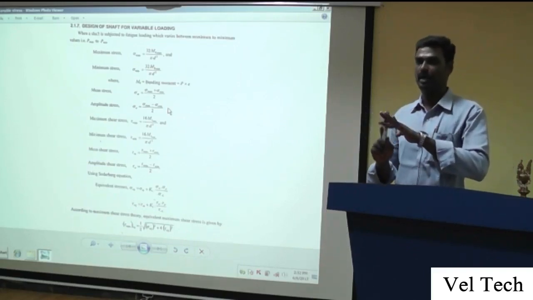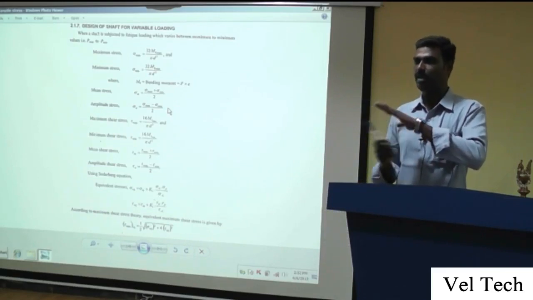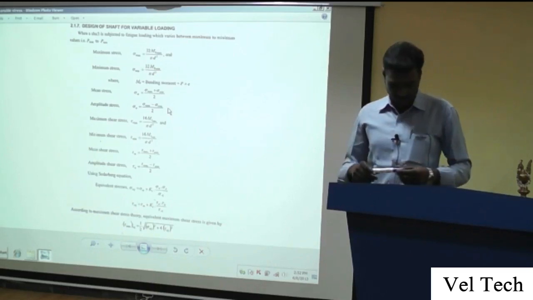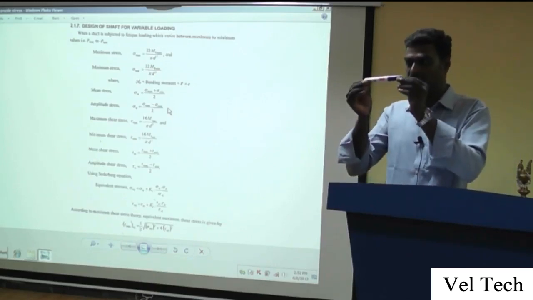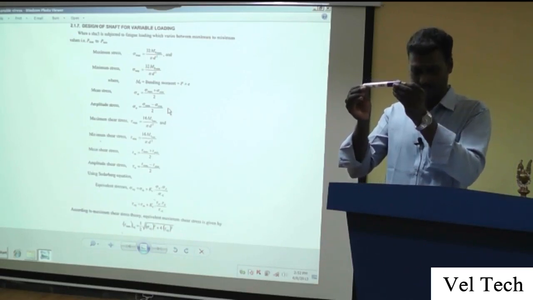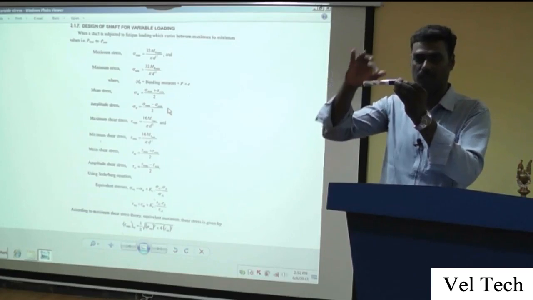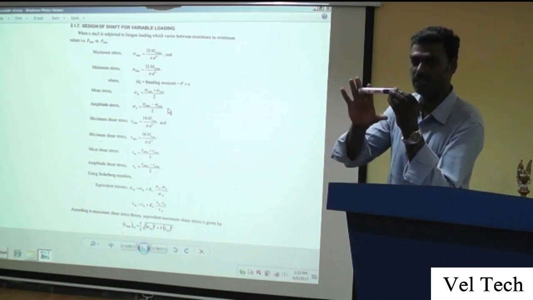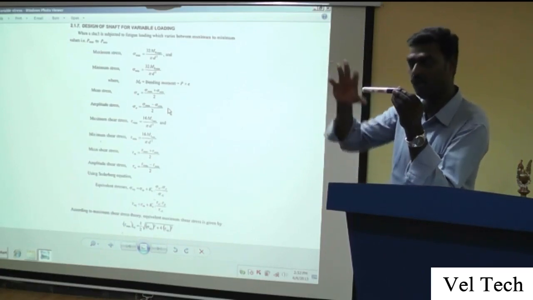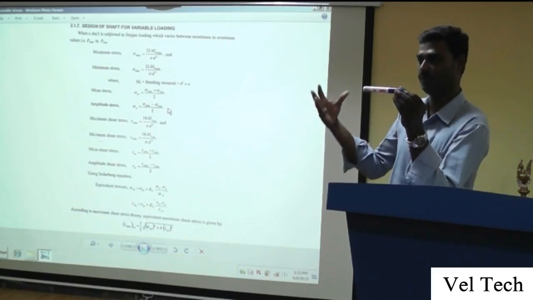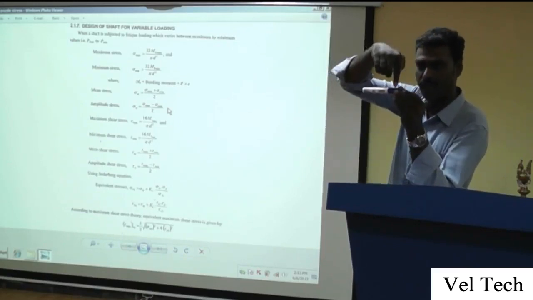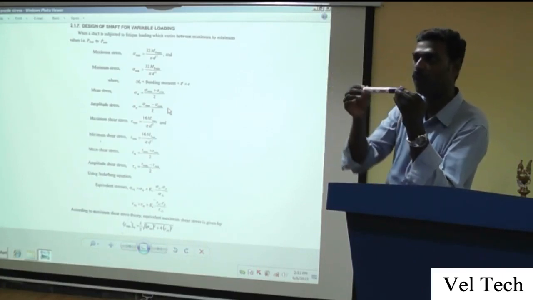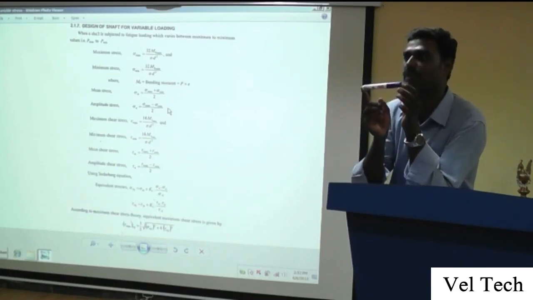Finally, to find the equivalent stresses for shear as well as bending, we have to use this formula. This formula is available in the data book and ready to use. The thing is to identify whether the shaft is subjected to constant load or variable load. If it is variable, it is very simple: two values of load will be given, the maximum load as well as the minimum load. If it is not given, assume that it is a constant load applied onto the shaft.